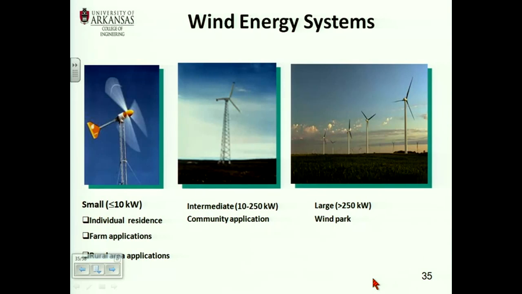What is the voltage of the generator here? 480 volt. So you are going to step up to 13.8. You are going to use your distribution feeder where your grandpa's house is connected, and then you are going to step up to 161, 345 kV to send that power to Dallas or Oklahoma City. So what's happened with the power produced by the wind?